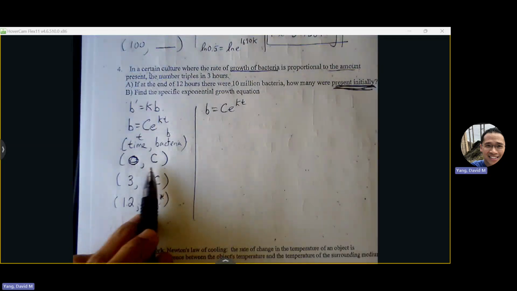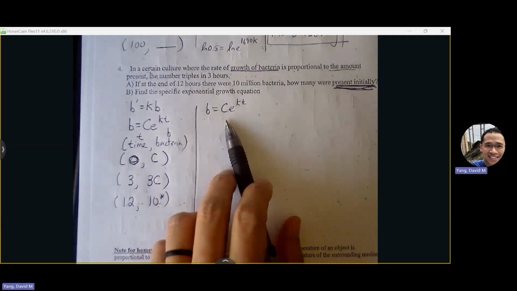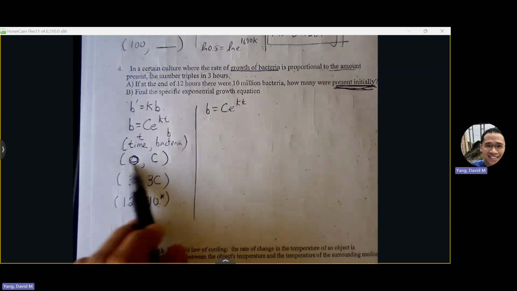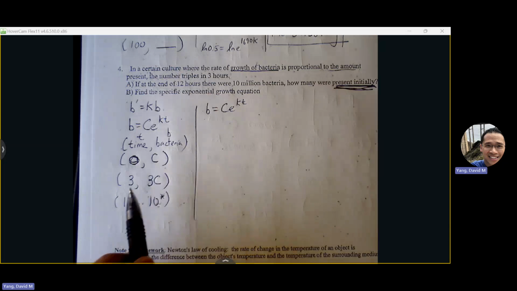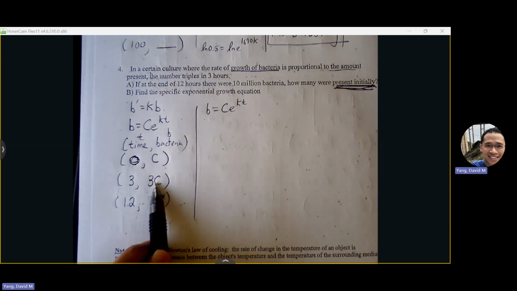Okay, so our equation, B is equal to CE to the KT. 0C is not going to make any progress for us, right? So we can ignore this. Eventually, we will solve for this, but we can plug this in. 3 in for T, 3C in for B.